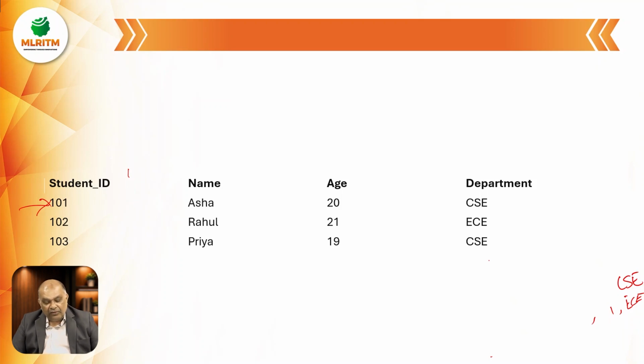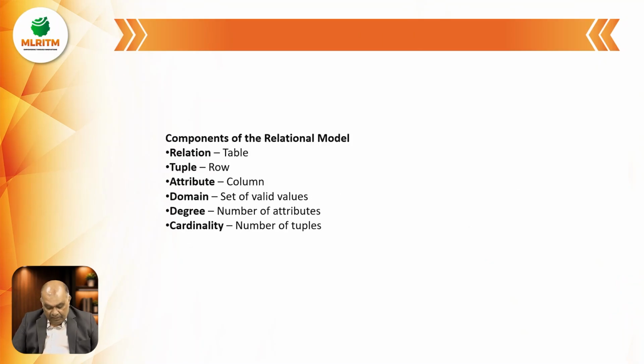So when you are going to create this particular table, which is nothing but a relation, we have to give the student ID data type as number. Student name as character, student age again as number, and student department as characters. So the domain is the set of valid values.